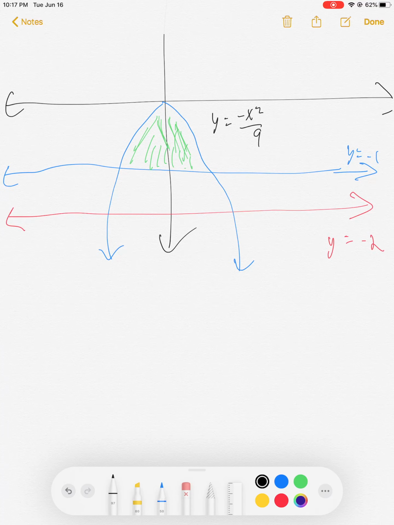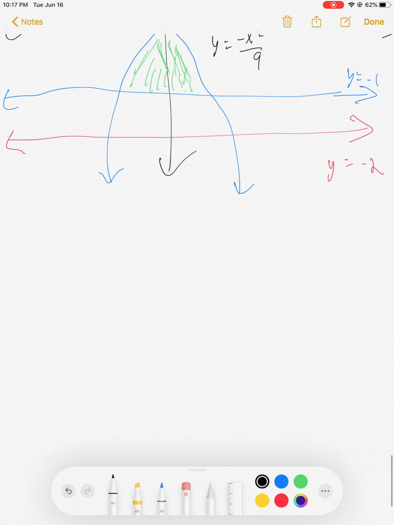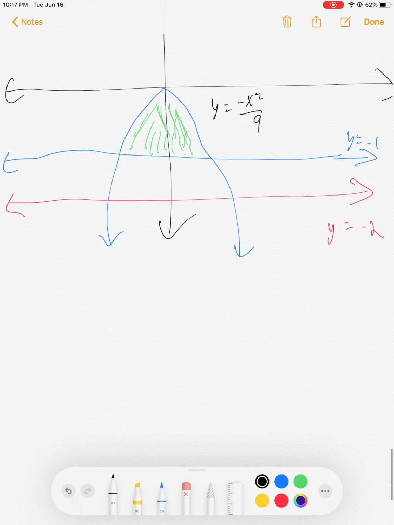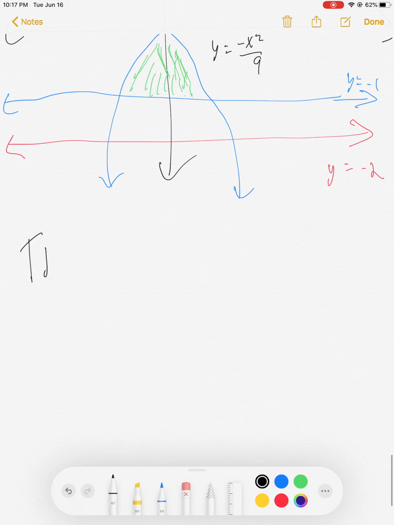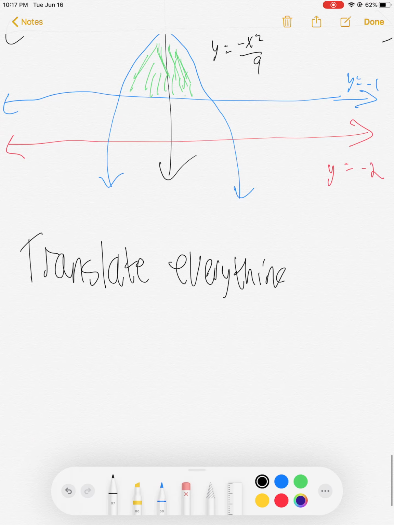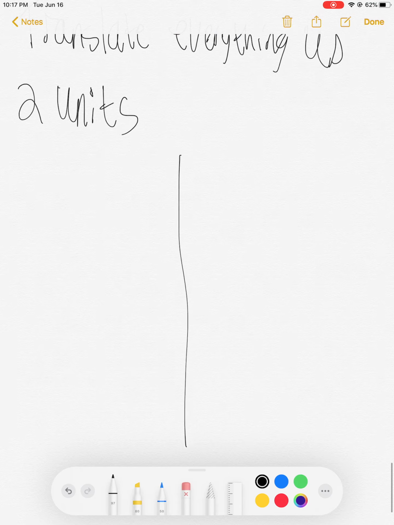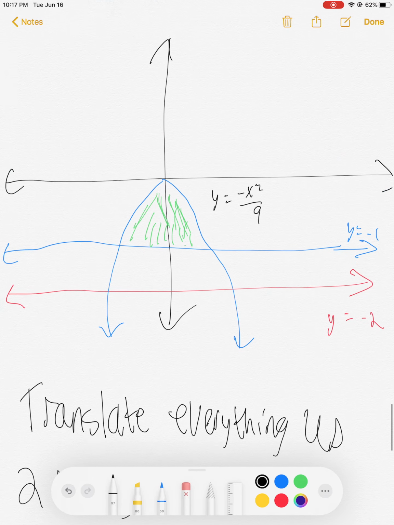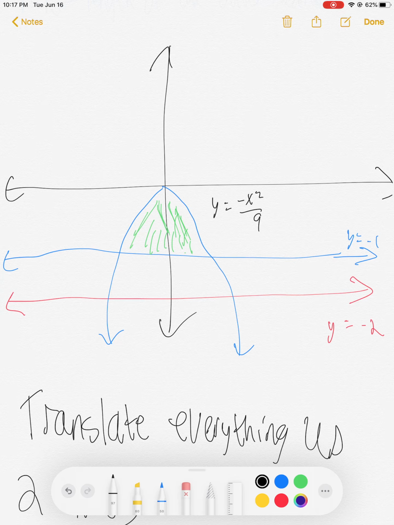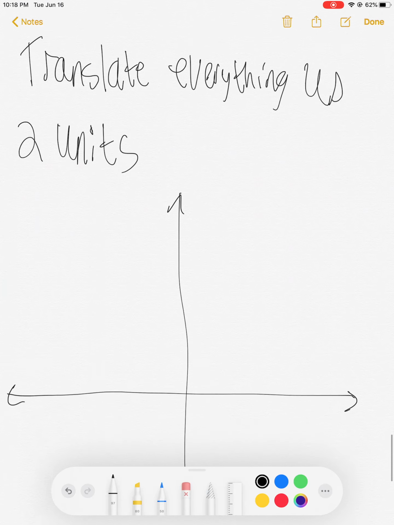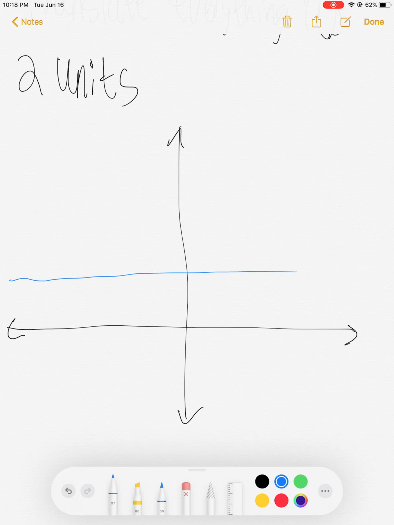And this was y equals -x squared over 9. So here's what I'm going to do. I could revolve about the line y equals -2. But that required lots of hard thinking. So what I'm going to do is I'm going to translate everything up 2 units. Okay? So all I'm going to do is draw the same picture, but now my axis of revolution is going to be the x-axis. Because I'm just going to move everything up 2 units so that y equals -2 gets moved to the x-axis. The line y equals -1 will get moved to the line y equals +1.